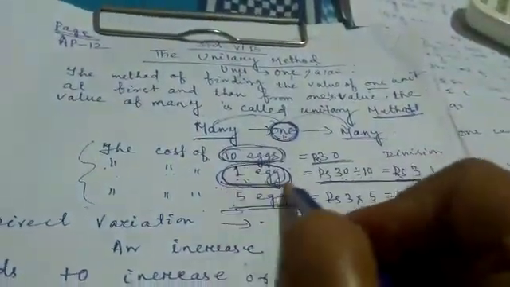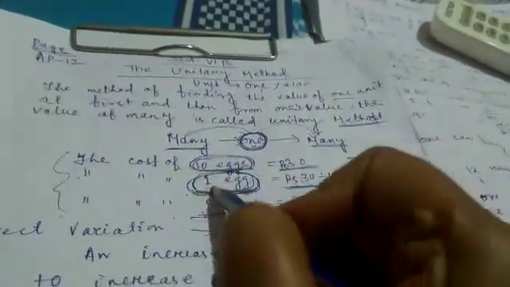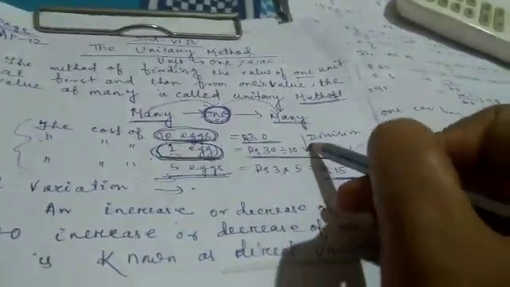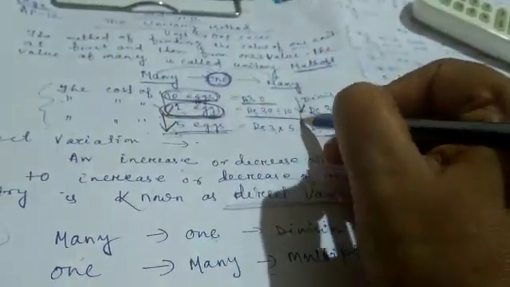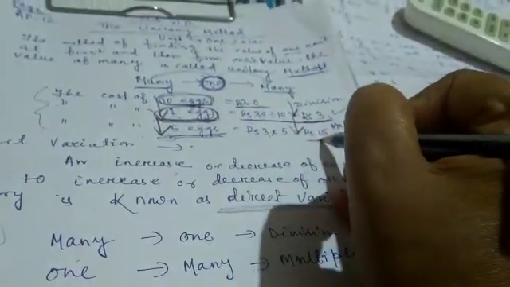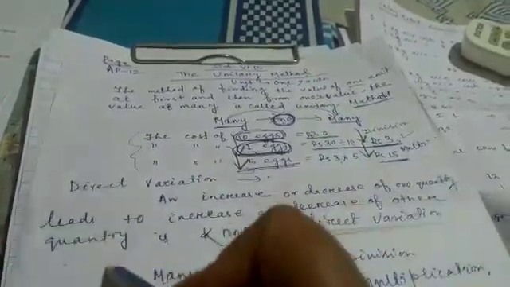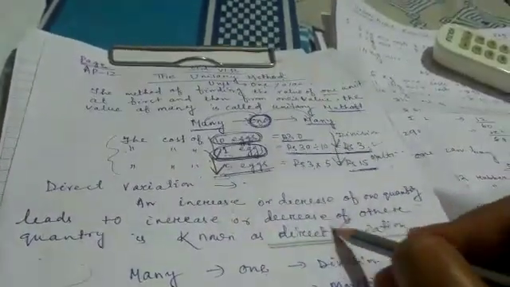You see the example I have given. The cost of 10 eggs equal to 30 rupees. The cost of 1 egg. Suppose you take this as the left hand side. 10 to 1 became here, and here also the value became less. This decreases, here also decreases. Then from 1 to many, from 1 egg to 5 eggs, it also increases. This side also increases, 3 rupees to 15 rupees. So this is known as direct variation. An increase or decrease of one quantity leading to an increase or decrease of the other quantity is known as direct variation.